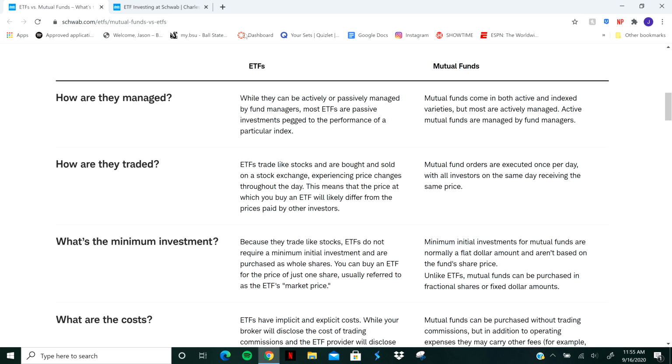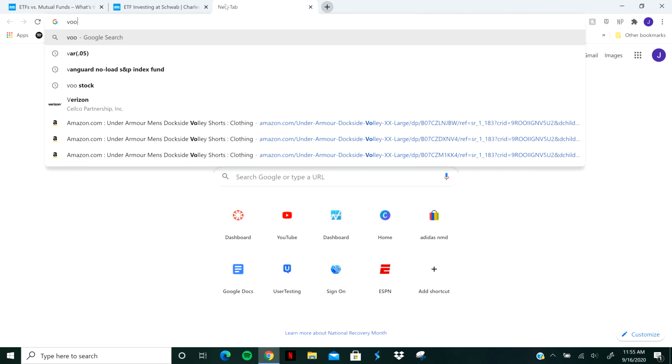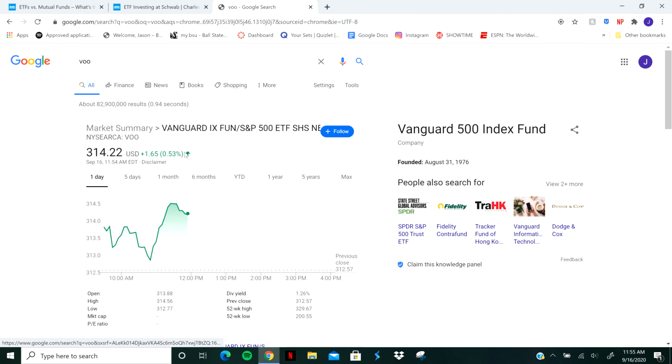But ETFs, if we look up an ETF right now, let's go to VU. As you guys can see, it's going to be going up and down as the time goes on throughout the day. So they're very, very similar to stock.